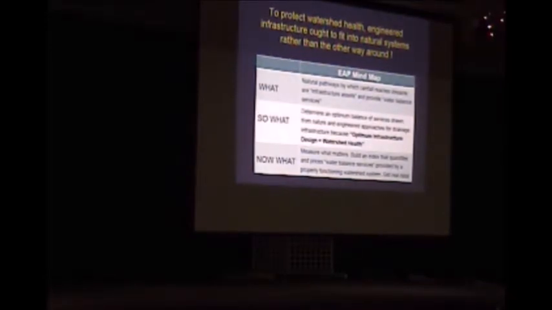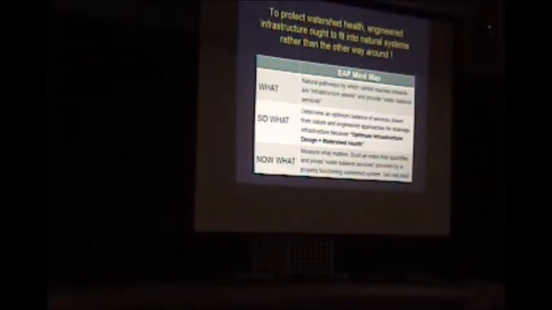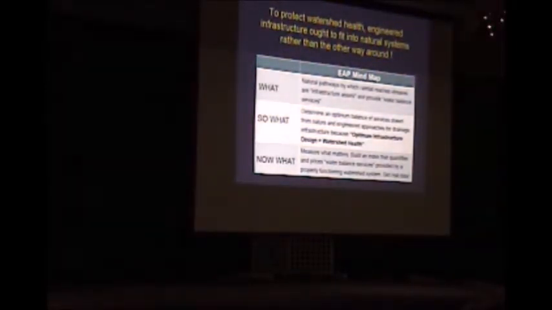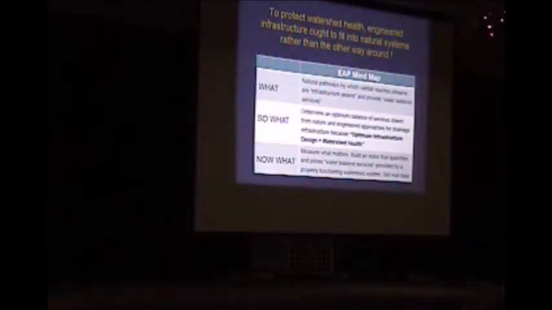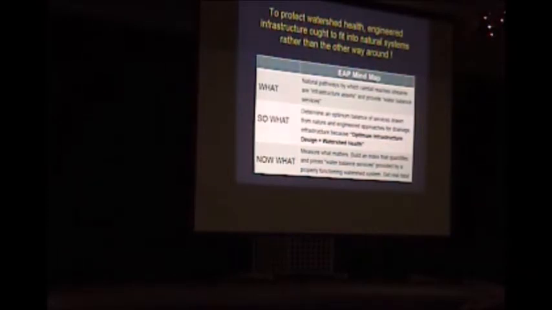The next thing is we have this mind map of WAT, which is natural pathways by which the rainfall actually gets to the stream. In the standard of practice now, it's only surface runoff that gets to the stream. That's it. All the others are ignored. The so what is that we need to design an infrastructure that will optimize all of the flow paths and mimic what's happening in nature. If we're going to disrupt it, we better fix it. And now what? We need to change the standard of practice to become the state of the art.